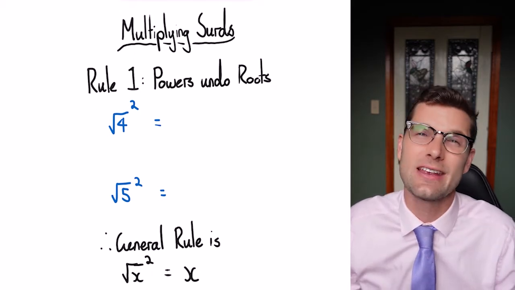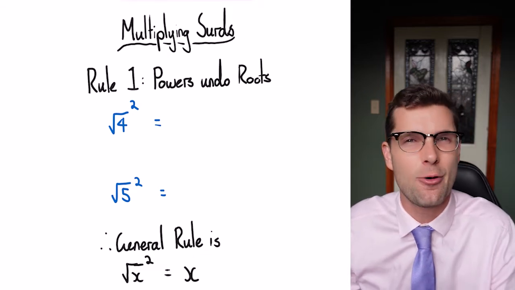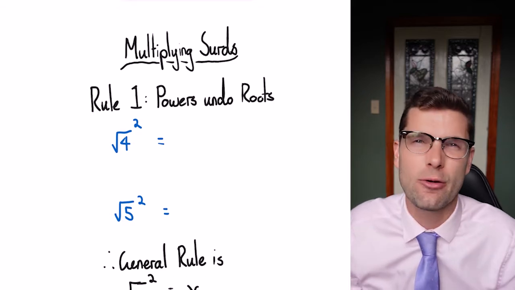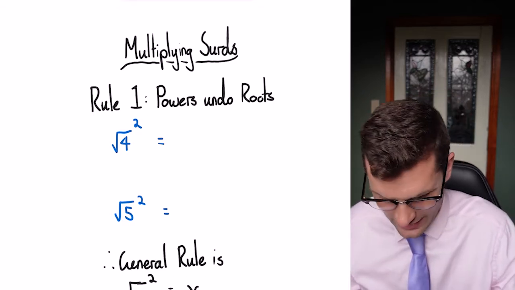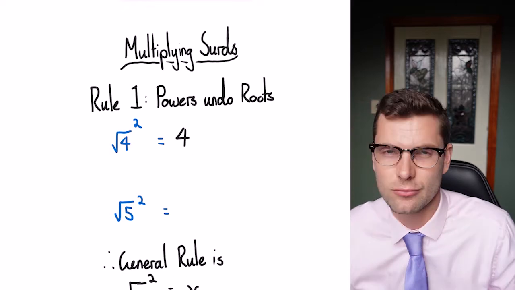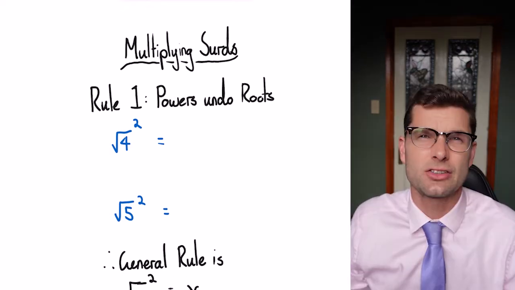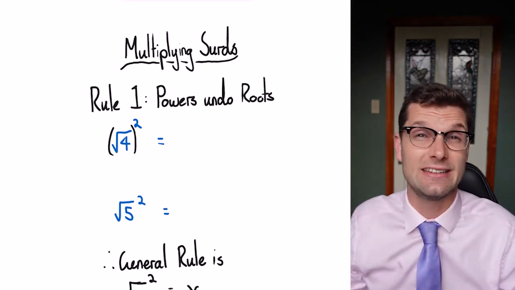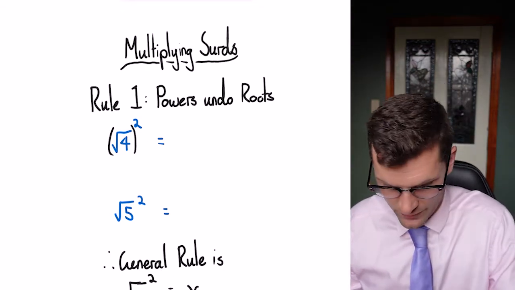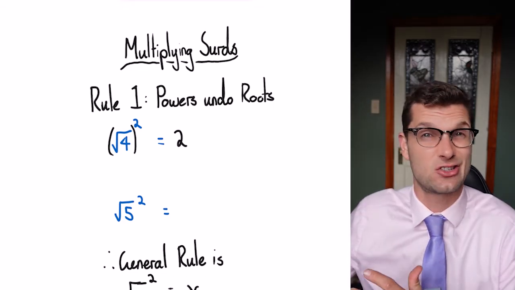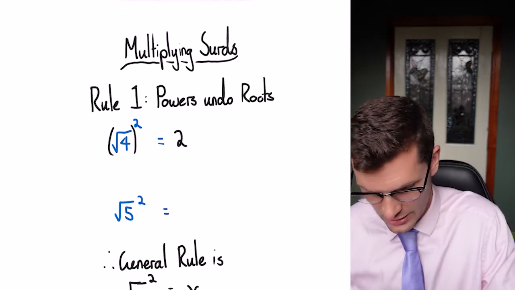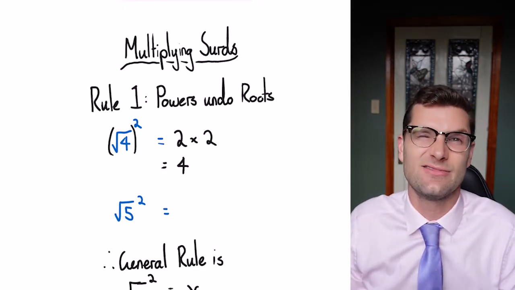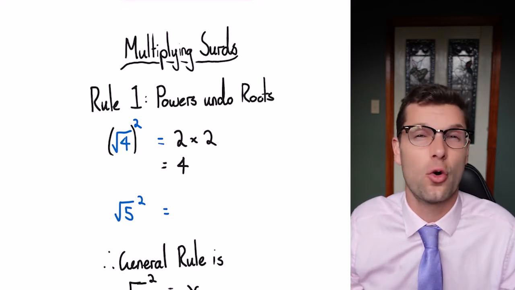The first rule that we've got is that square roots and powers cancel each other out. What I mean by that is if I've got the square root of 4 all squared, this is just equal to 4, the number underneath. Another way you could think about this is that if I had the square root of 4 and did that first, that would be equal to 2. So I would have 2 squared, which means 2 multiplied by itself, 2 times 2, which is also equal to 4. So either way, you can see that this is a proof that's always going to work.